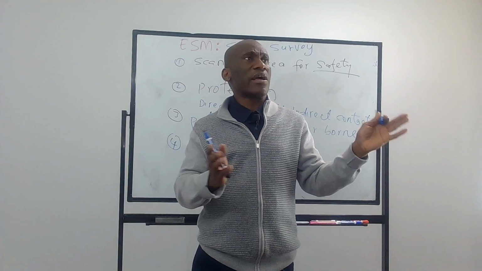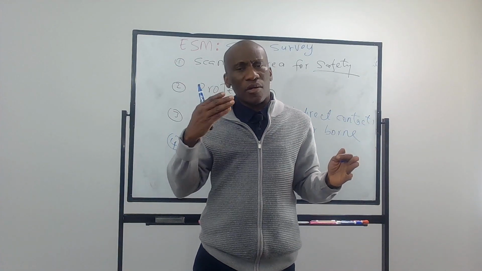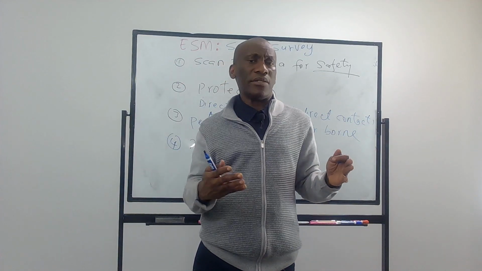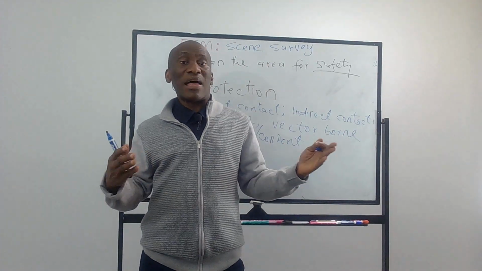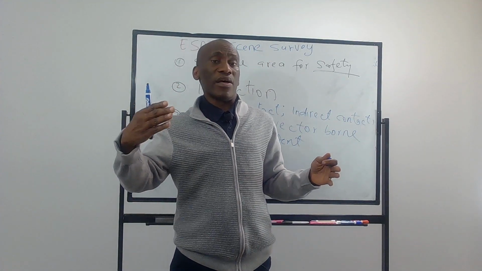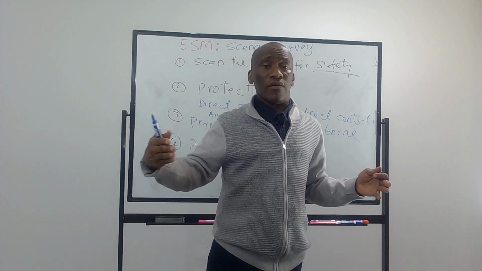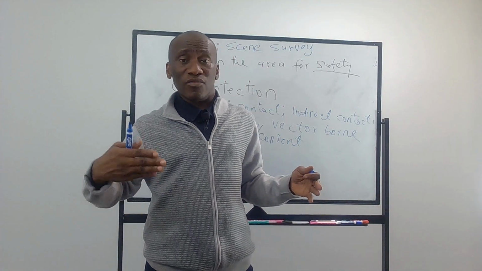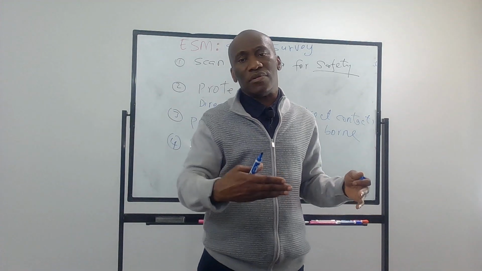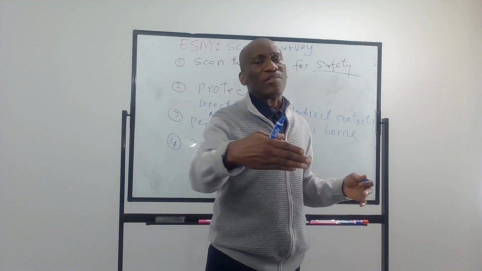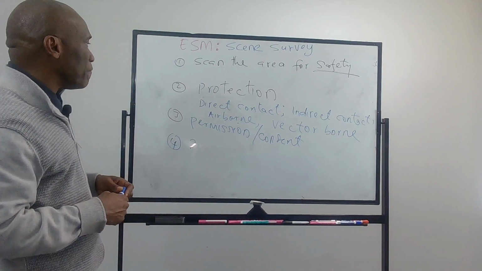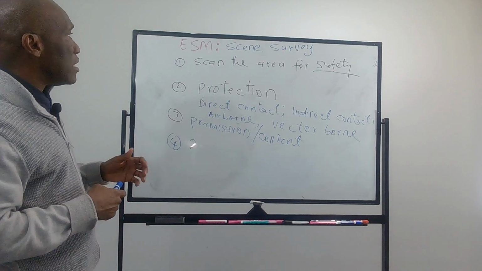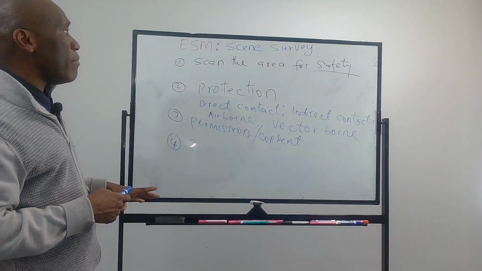So you may look around. You may get some clue from the environment. Or if there are witnesses, they may tell you what happened. We call it the mechanism of injury. What actually happened. What led to that situation, to that condition. So that is what scene survey is about.